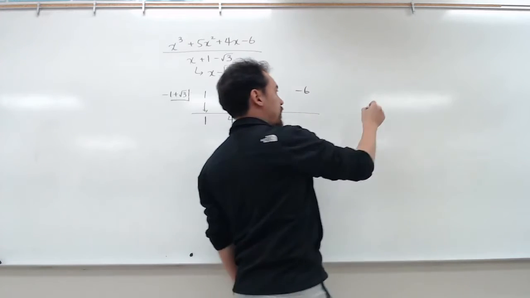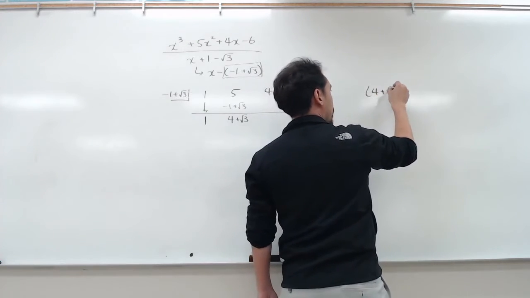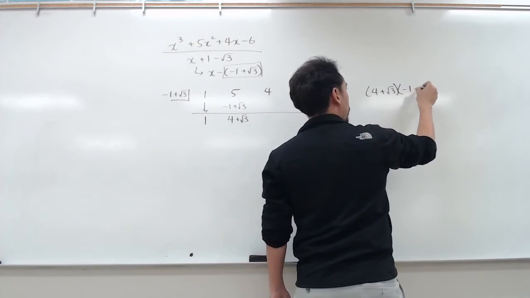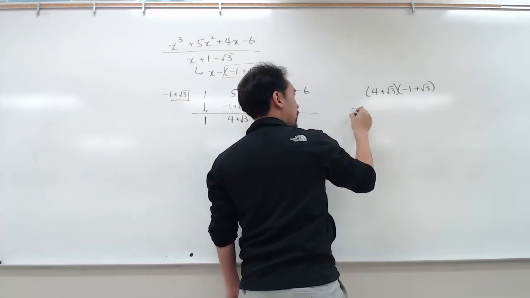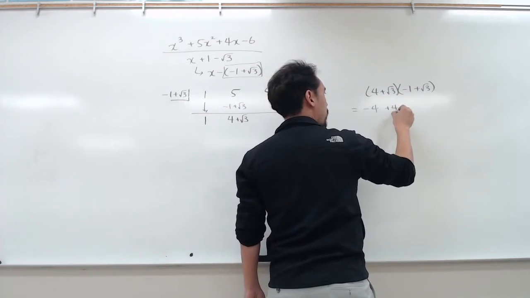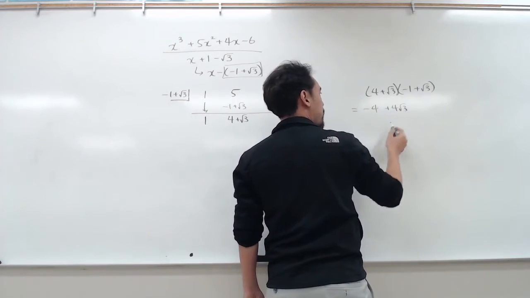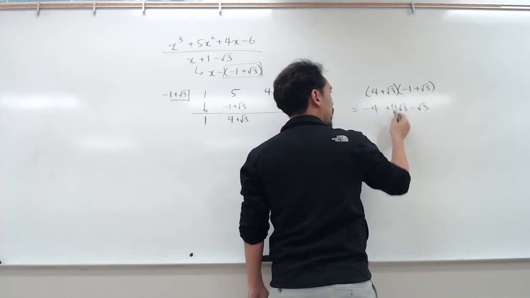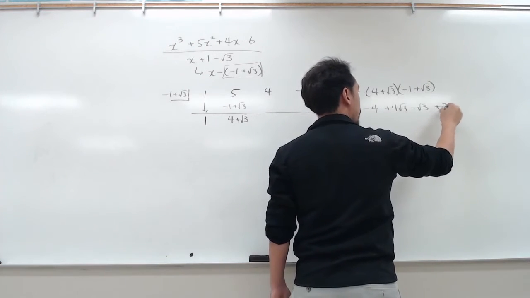So I'll go ahead and write this off to the side. 4 plus root 3 times negative 1 plus root 3. This gives me 4 times negative 1 is negative 4. 4 times root 3 is 4 root 3. And then root 3 times negative 1 is negative root 3. And then root 3 times root 3 is just 3 at the end.